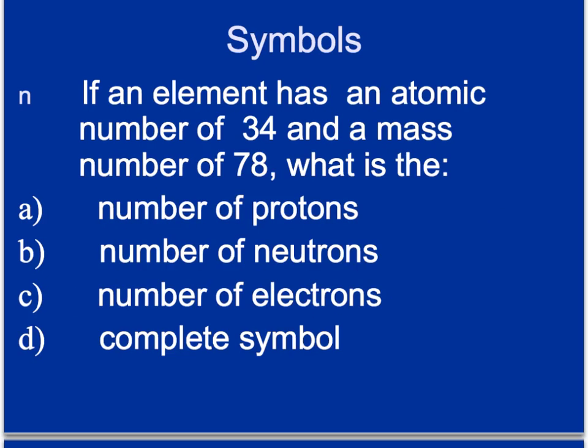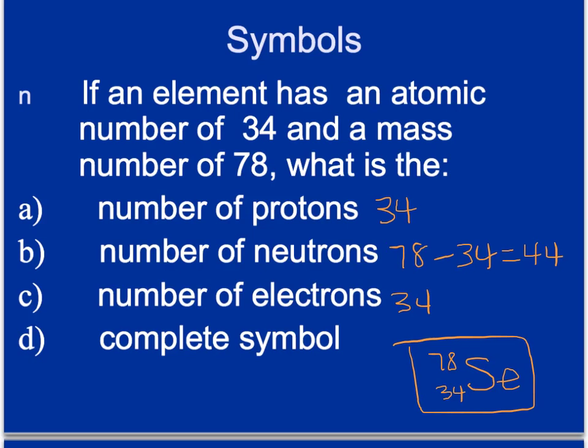So here's another example problem. Go ahead, pause the slide, write down your answers, and then unpause it, and you'll see the answers in just a second. And here we go. It has 34 protons, 44 neutrons, and 34 electrons. Remember we said these two numbers are generally the same. And the complete symbol for this would be selenium with a mass number of 78 and an atomic number of 34. Here's our final answer.